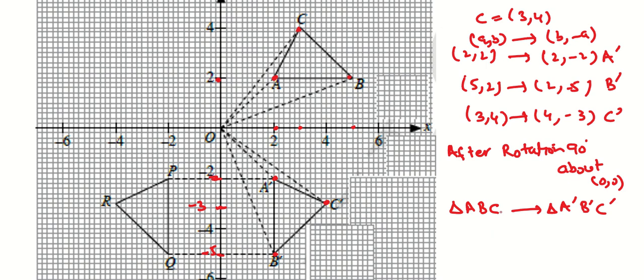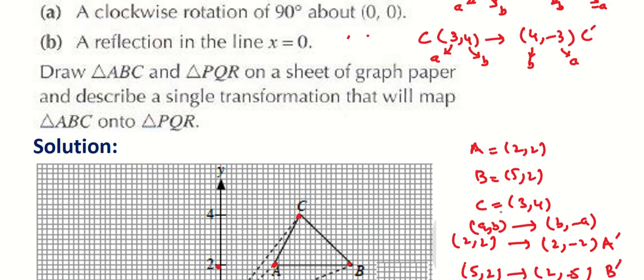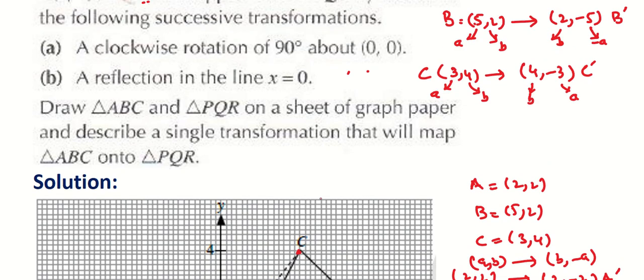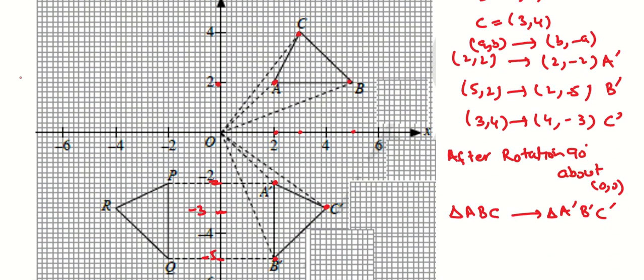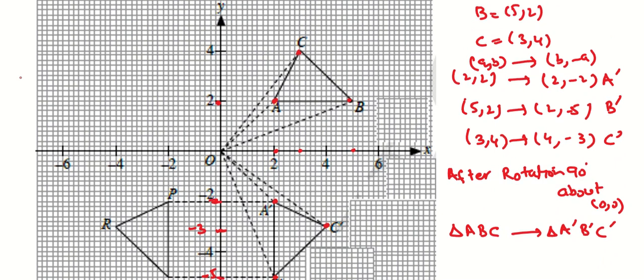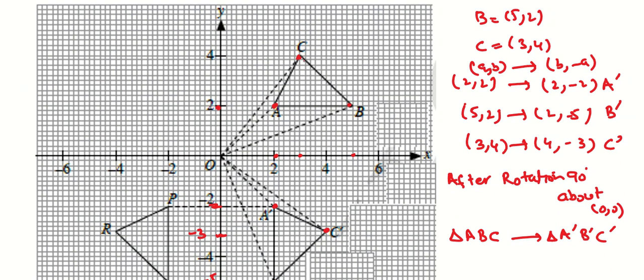Now another transformation, which is in part B, a reflection. After obtaining another triangle, we operate another transformation, which is a reflection in the line x is equal to 0. The line x is equal to 0 is the y-axis. Another name of the y-axis is the line x is equal to 0.